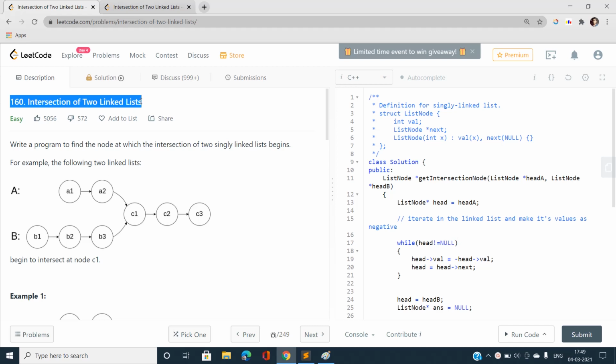I am going to discuss the problem Intersection of Two Linked Lists, and the index number is 160, and the problem is of easy type on Leetcode. So let's jump directly into the problem statement without wasting our time.